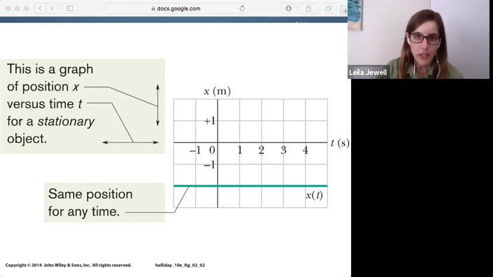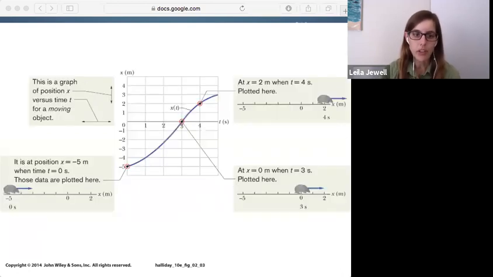Let's look at something a little more interesting. If we look at a graph of position versus time for a moving object, in this case, a very cute armadillo there, we notice that at time equal to 0, it's no longer at x equals -2. It's at x equals -5 down here. And then after 3 seconds, it's covered a lot of ground.